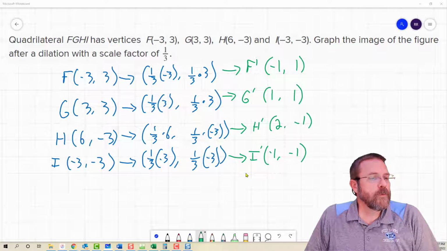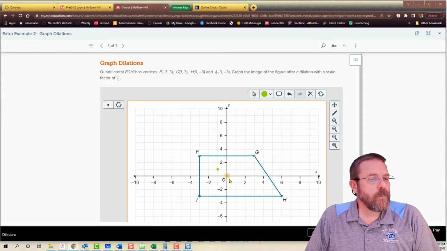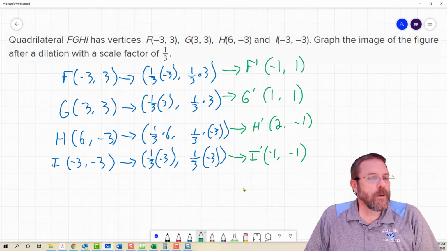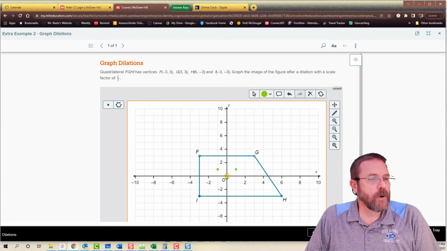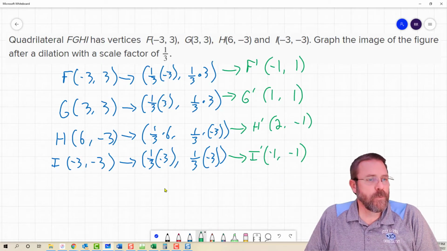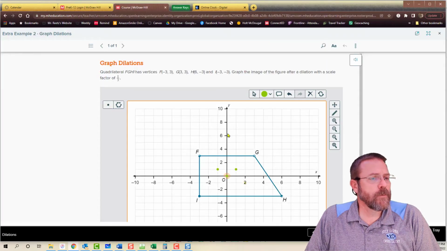My next point is at 1, 1. So I'm going to add another point. It's going to go 1, 1 right there. My next point is going to be at 2, -1. So I'm going to go 2, -1. And my last point is going to be at -1, -1, which is right here. From here, we're just going to connect the dots.